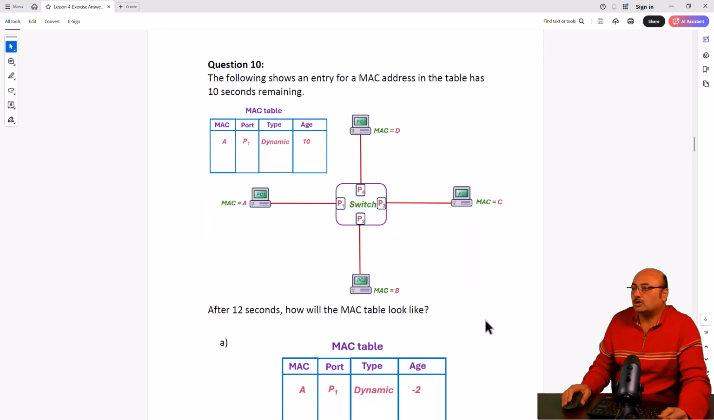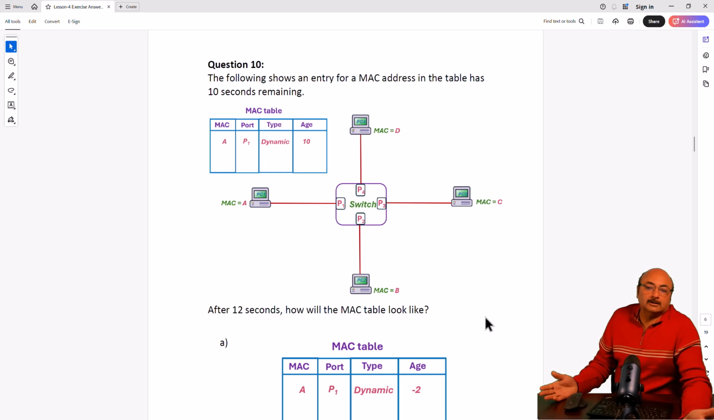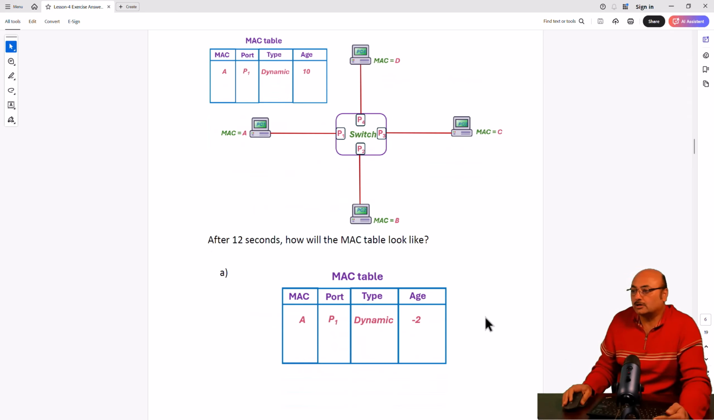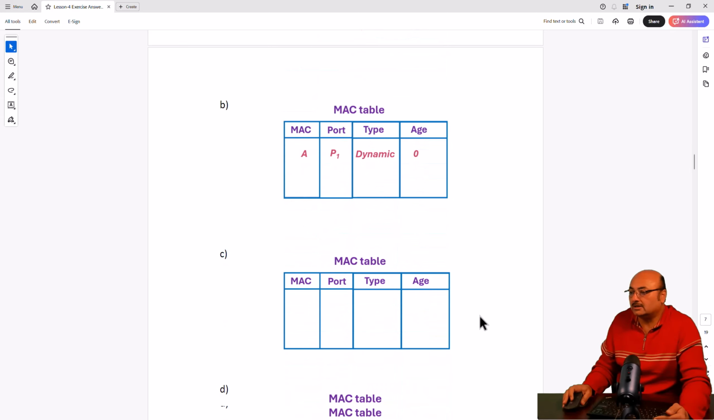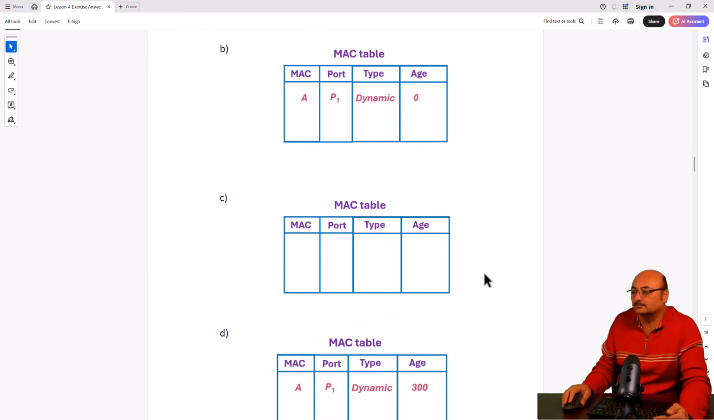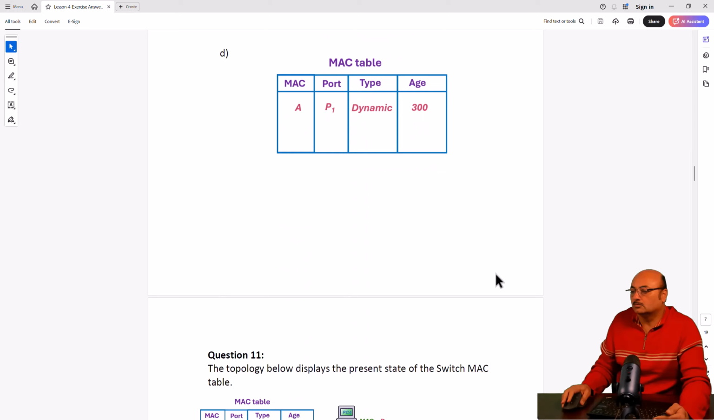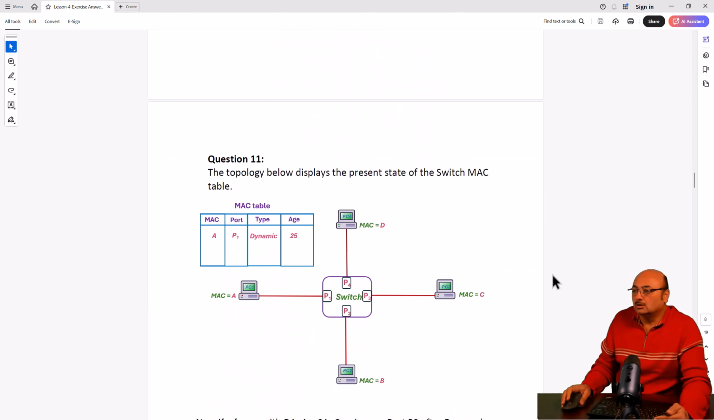Question 10. The following shows an entry for a MAC address in the table with 10 seconds remaining. After 12 seconds, what will happen? Obviously, since no frame has arrived, the entry will get deleted. So the correct answer would be a MAC table that has no entries, and that is option C. Okay. Moving on to the next question.